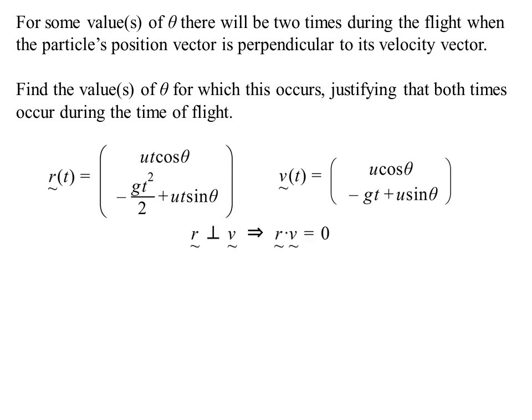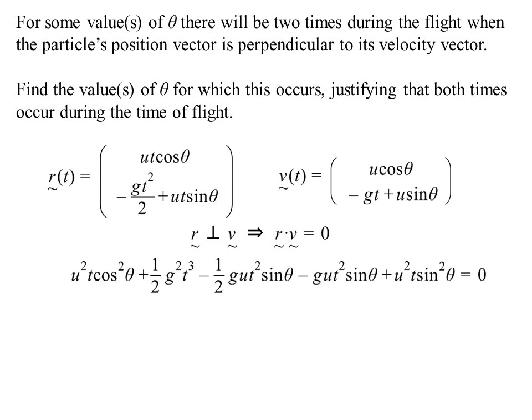They've told me those two vectors are perpendicular, therefore their dot product is 0. This wonderful expression: u squared t cos squared theta plus a half g squared t cubed minus a half g u t squared sine theta minus g u t squared sine theta plus u squared t sine squared theta equals 0. Tidying that all up, we have an equation here.